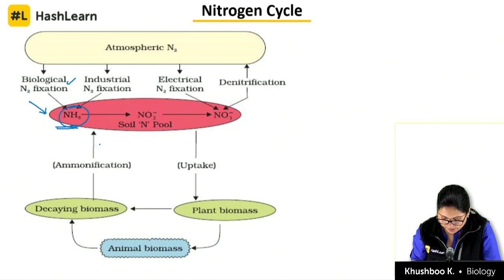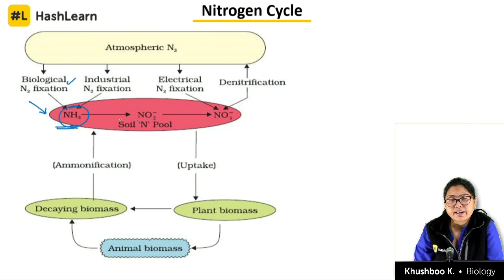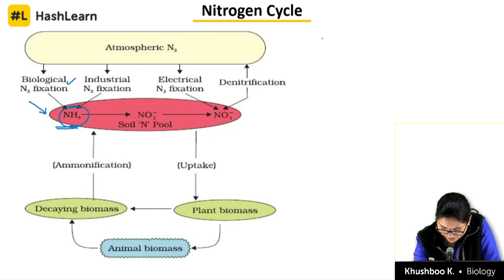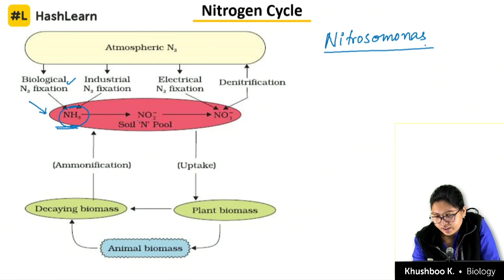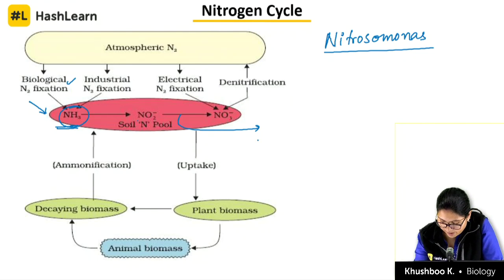So here, the conversion of ammonia to nitrite is taken care of by the bacteria called Nitrosomonas, and then the conversion of nitrite to nitrate is done by bacteria like Nitrobacter.